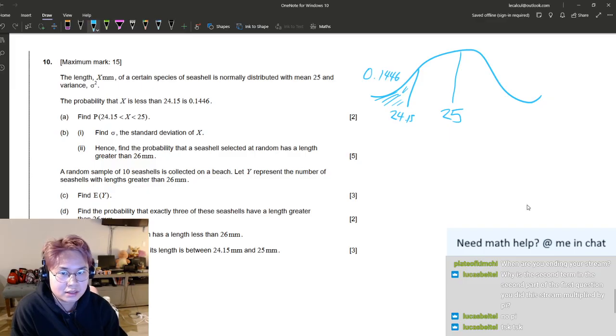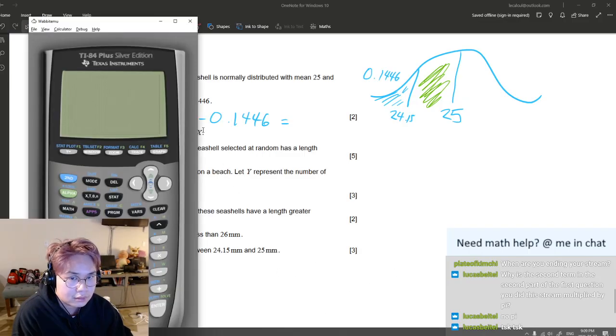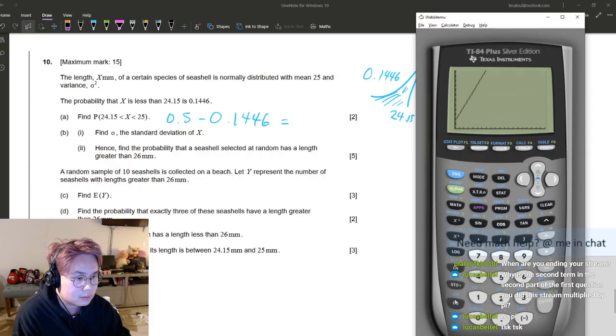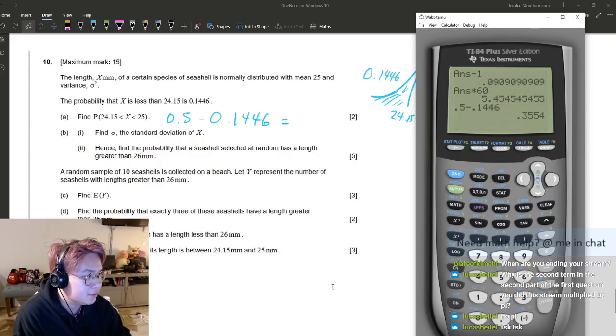Okay, next we need to find the probability that it's in between 24.15 and 25. So we know the distribution from the left side to the mean is 0.5. So I'm just going to take 0.5 and then subtract 0.1446. And then that's 0.3554.